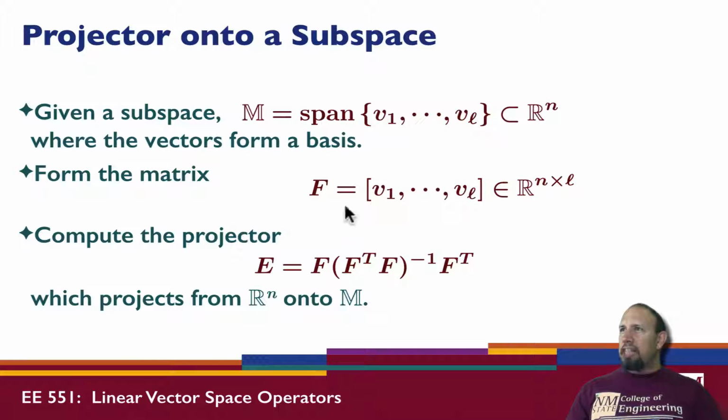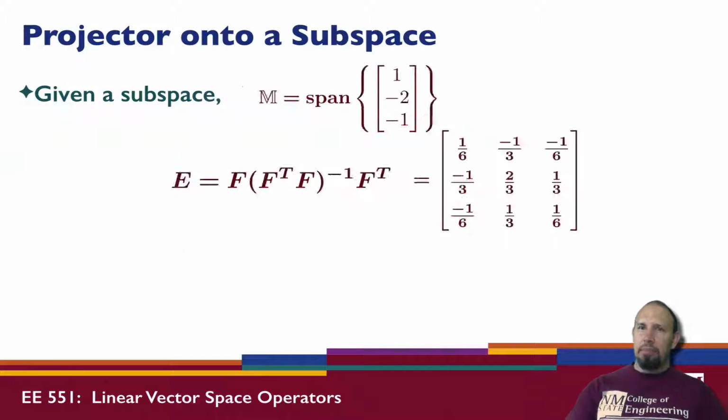If I now take this matrix and form this matrix, this becomes a projector. I can show that this is a projector, that it is symmetric and that it is idempotent. That is, I take this, multiply it by itself, I get the original matrix back. And this projection will map from Rn onto the subspace M.